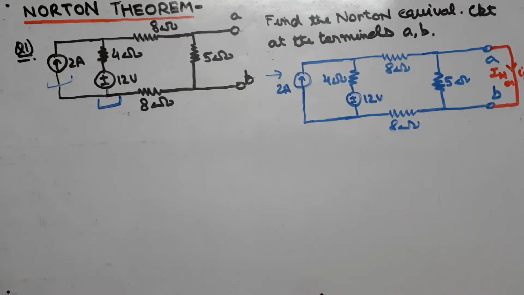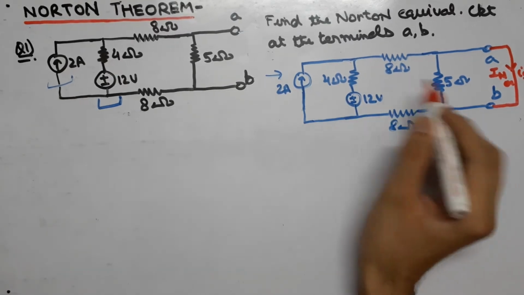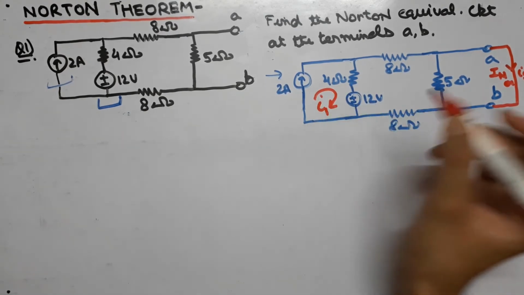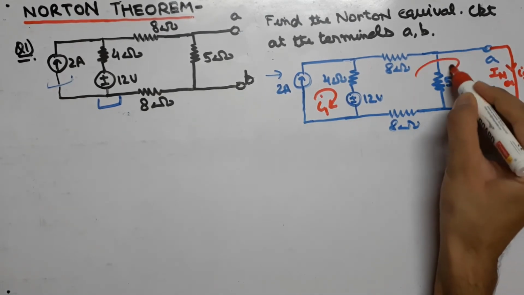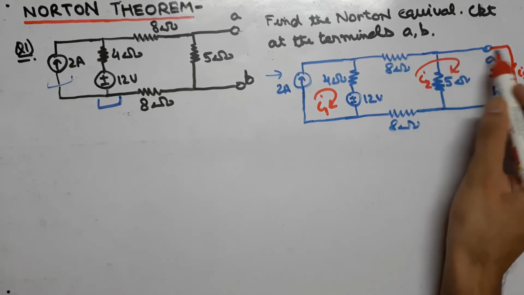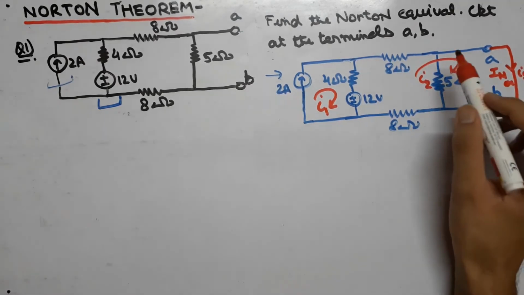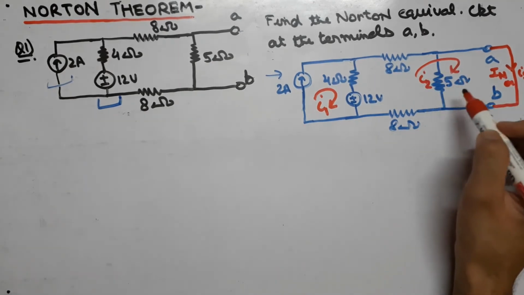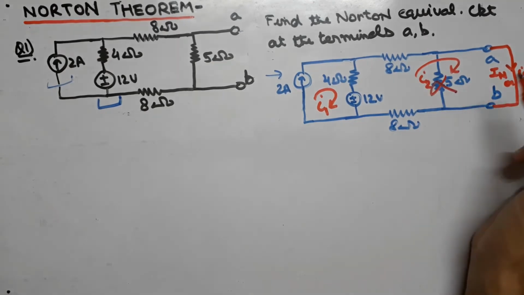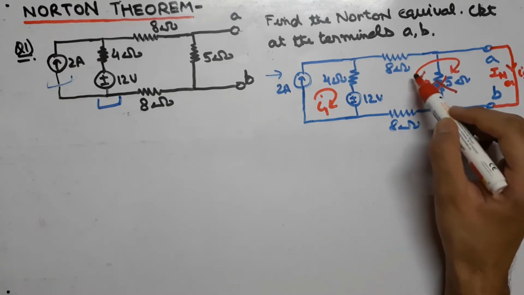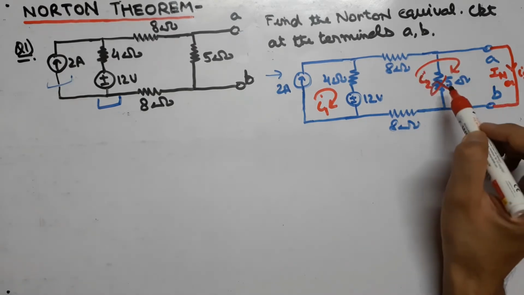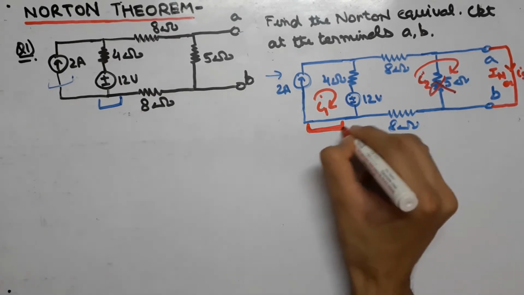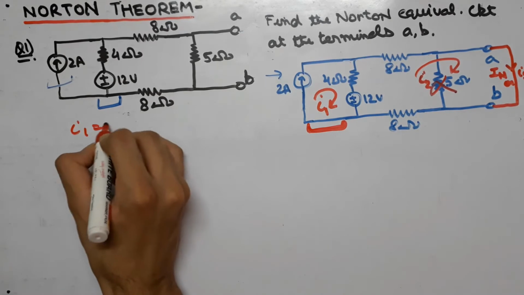So now we will consider some variable currents in each loop. That is, in the first loop we will consider I1 and in the second loop we will consider I2. Now you will see that as we have short circuited A and B, no current will flow through the 5 ohm resistor. That is, it will be removed. So that is why we have considered I2 to flow in this whole loop. So we have only 2 loops over here. From the first loop we can directly see that the value of I1 is equal to 2 ampere.